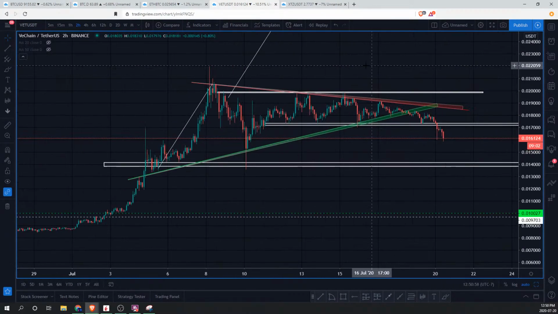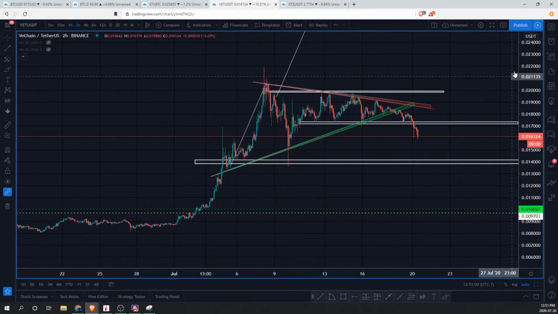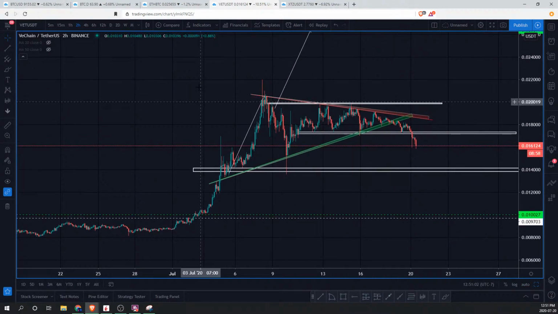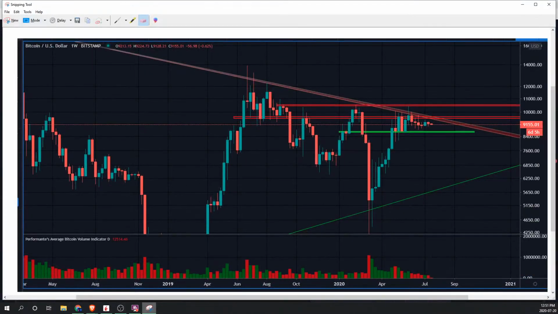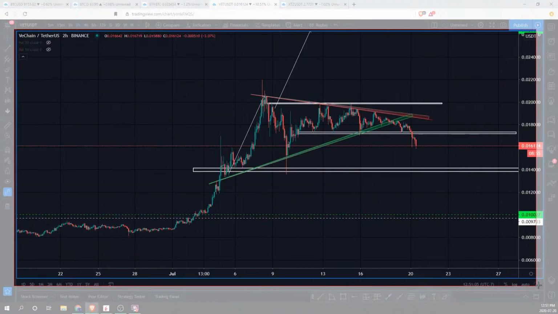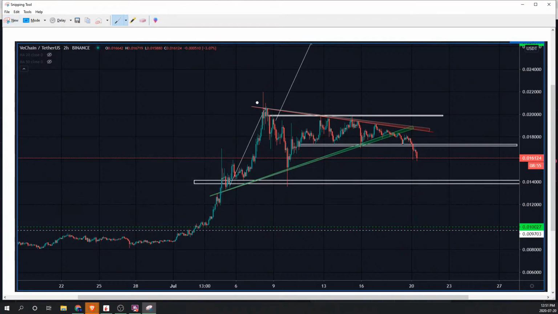Quickly looking at VeChain, we were discussing this previous symmetrical triangle. You could also look at it as an ascending triangle as well. So let's take a picture right here. We saw a series of lower highs and especially higher lows create a squeeze within the price action, and the price action was consolidating, broke to the downside.